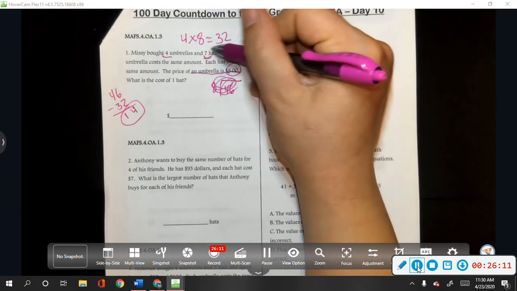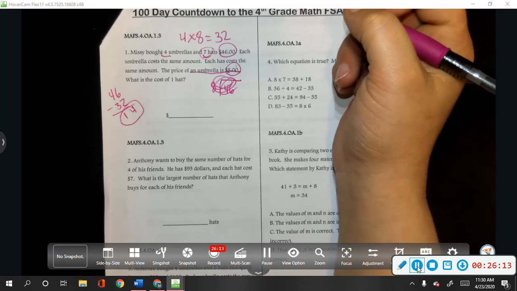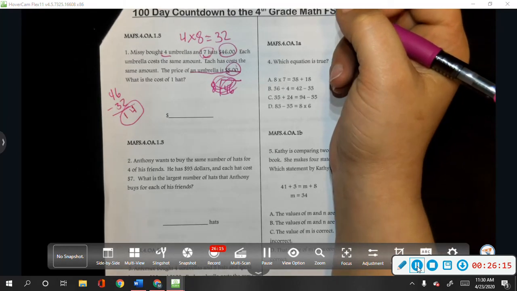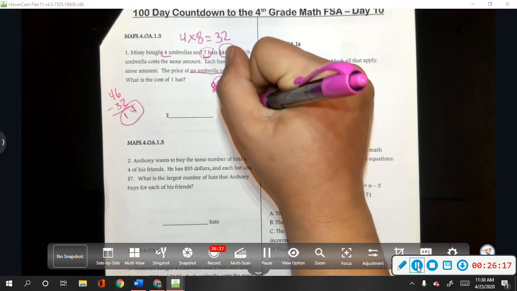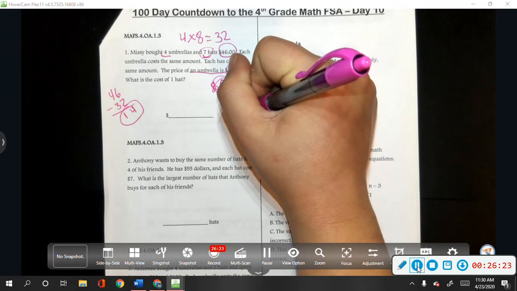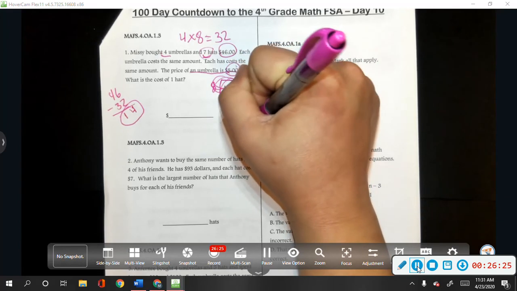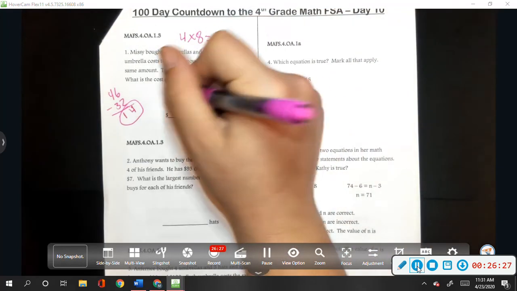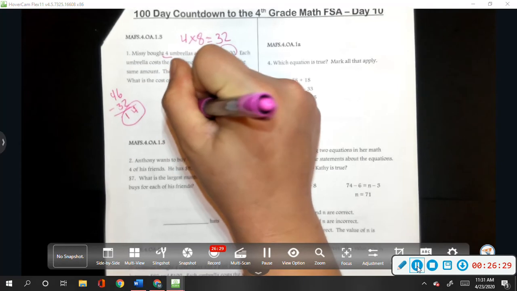Now, we got 7 hats. How much did the hats cost? Well, we're going to take that $14 and split it up into groups of 7. So we're going to divide. 7 goes into 14. 2 times 7 is 14. That zeroes out. So each hat is going to cost us $2.